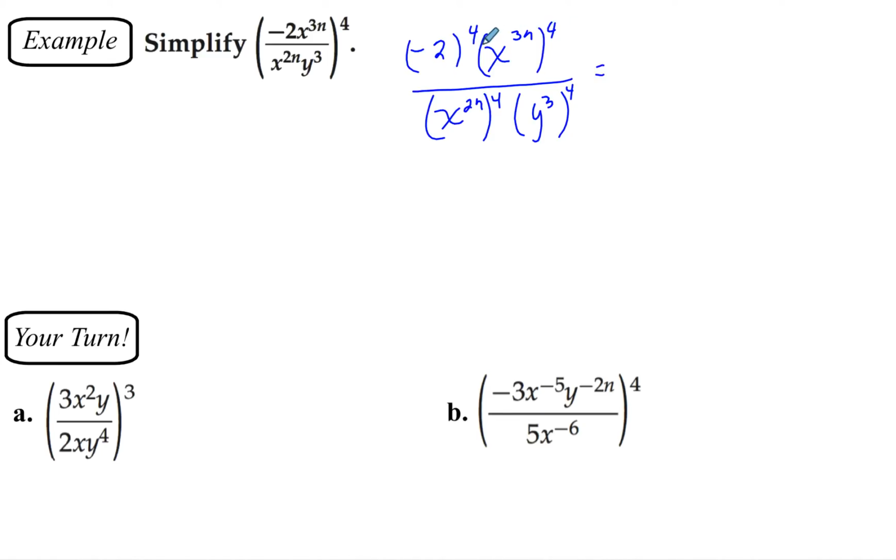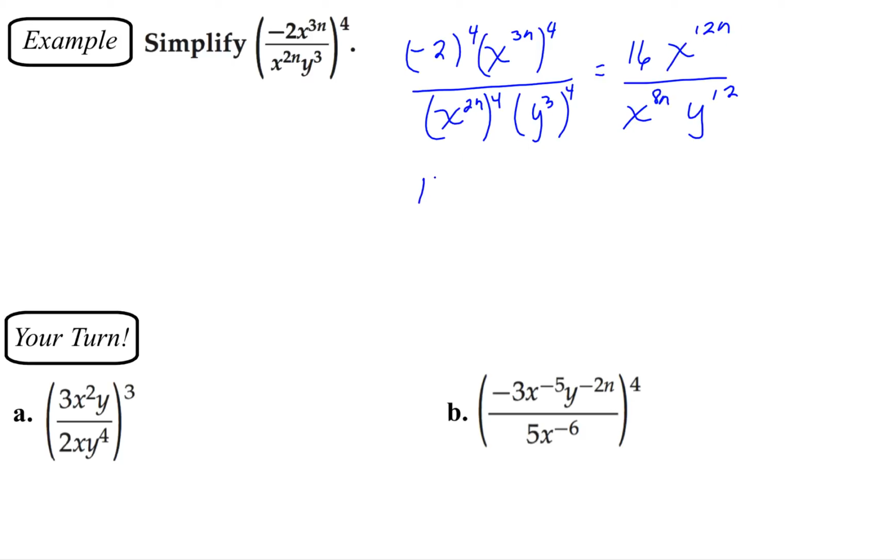Okay, so negative 2 raised to the 4th power gives me a positive 16. In the numerator, I'm going to get x to the, we're going to multiply these, x to the 12n. In the denominator, I'm going to get x to the, looks like 8n, and then y to the 12. And we have one more thing we need to do. These x terms, we can subtract those exponents.